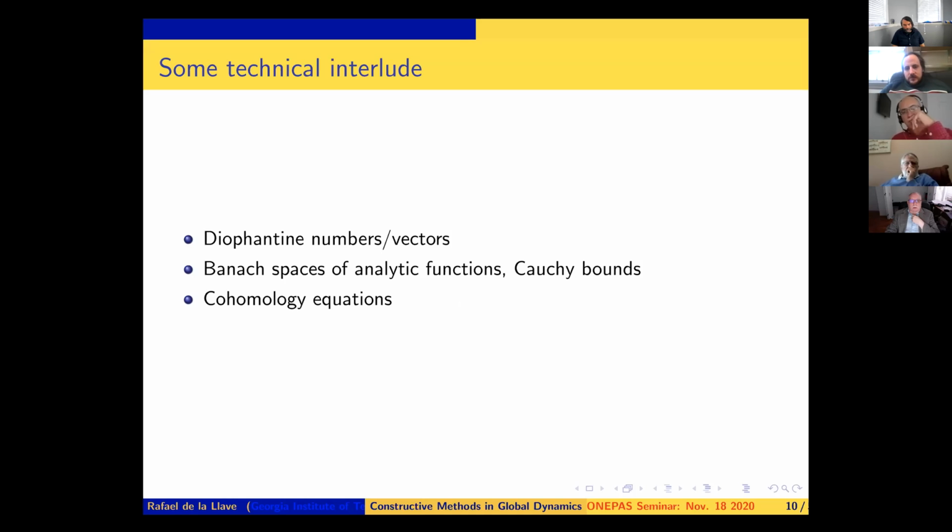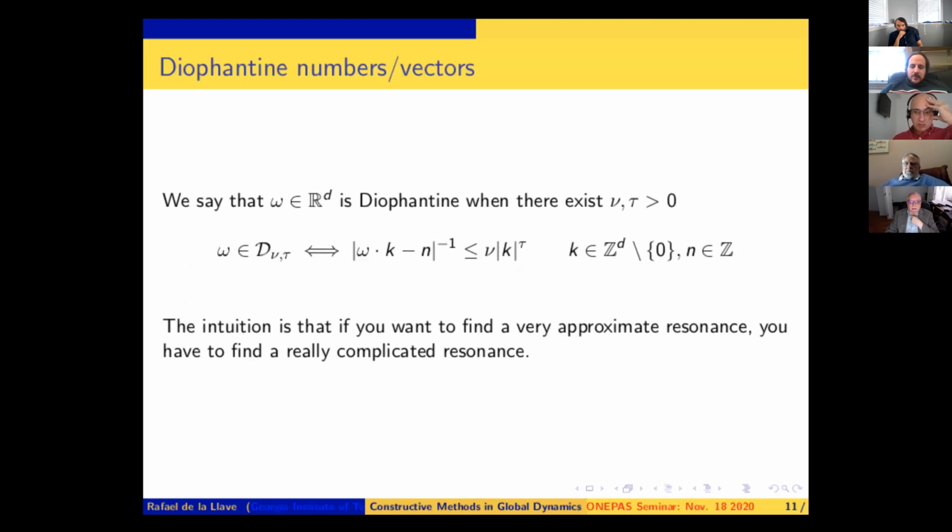All right, so before I start doing things, I am going to go over some background. This is not going to be in the subject, etc. So this is the dynamical interlude, which covers some things that are well known to people, maybe, or maybe not. I will be talking about Diophantine numbers, Banach spaces of analytic functions, and cohomology equations. These are things that are a little bit well known, etc.